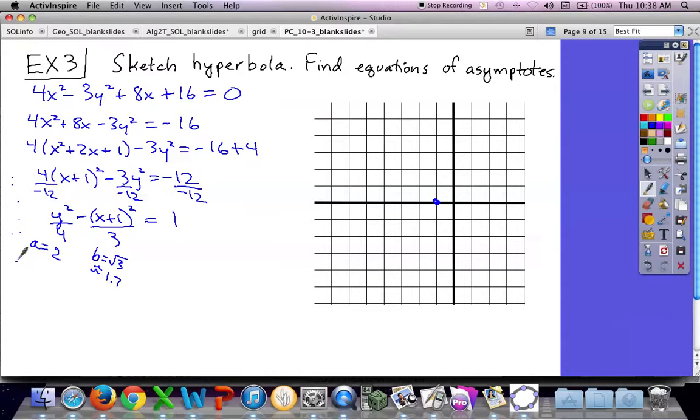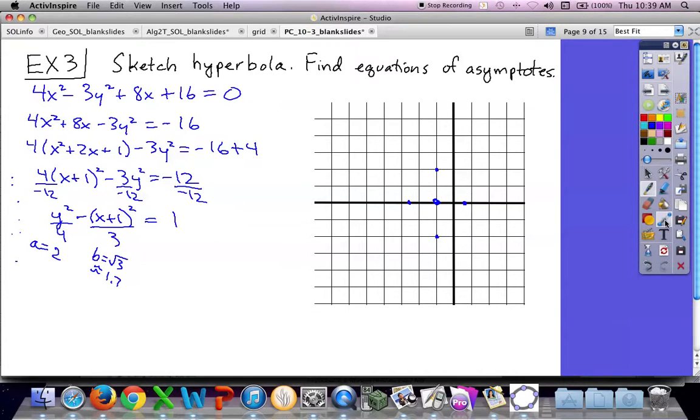Okay, so let's see. We need to go up and down 2, up 2, down 2. We need to go left and right about 1.7. So that's about 1.7, 1.7. Right? What do I do with those 4 points? And that's not correct. I went too far. Right there. Draw the box, right? Those should be the midpoints of the sides of a rectangular box.